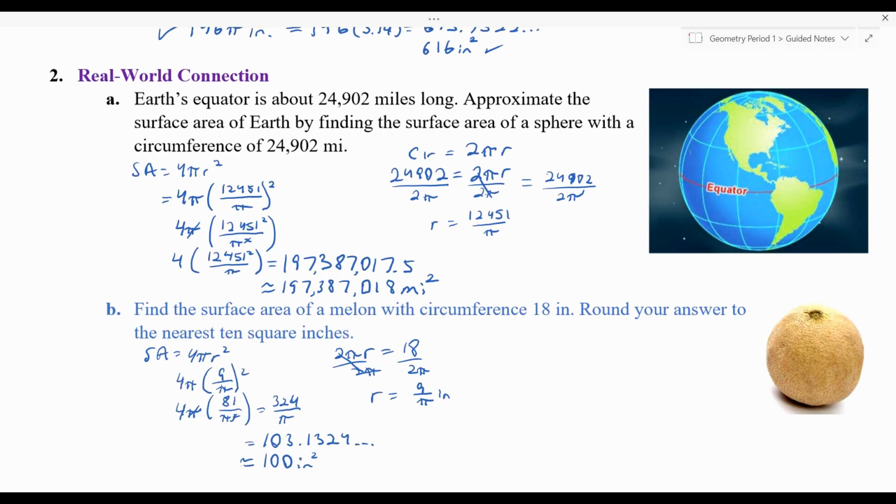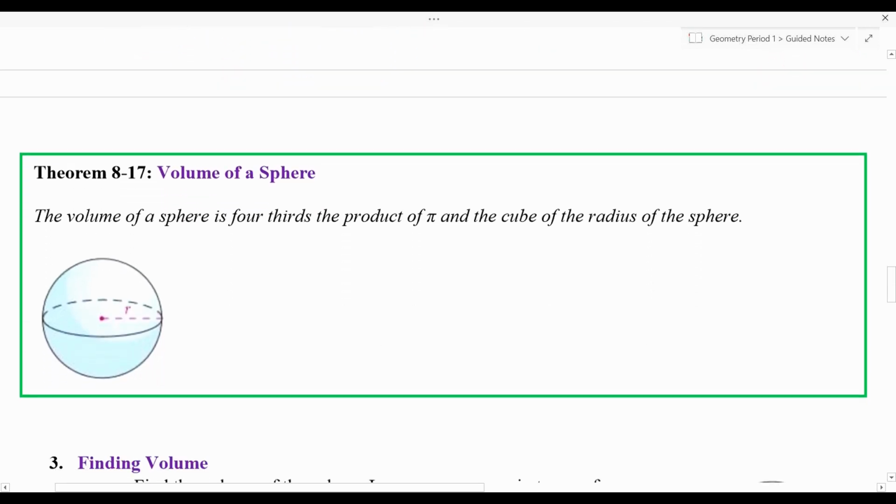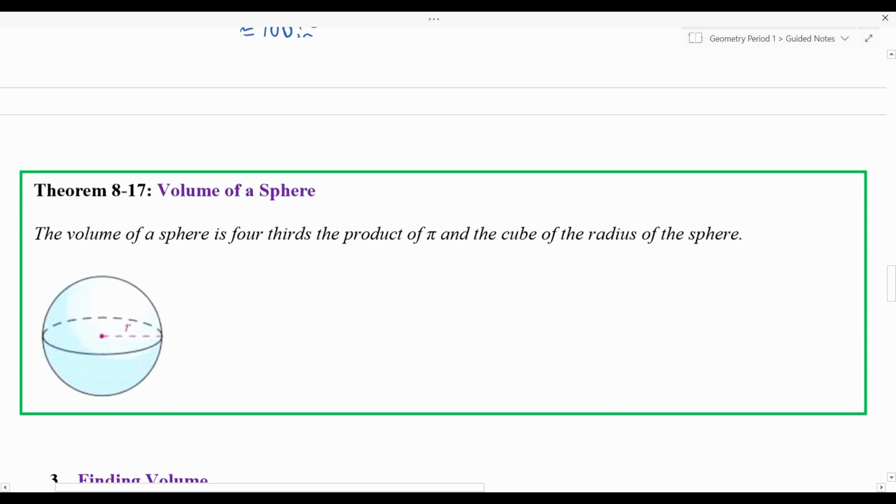All right? Moving on. We have now the Theorem 817, volume of a sphere. And the volume of a sphere is 4/3 the product of pi and the cube of the radius of the sphere. Essentially, volume is 4 over 3 times pi, radius to the third. And that is the formula for volume of a sphere.